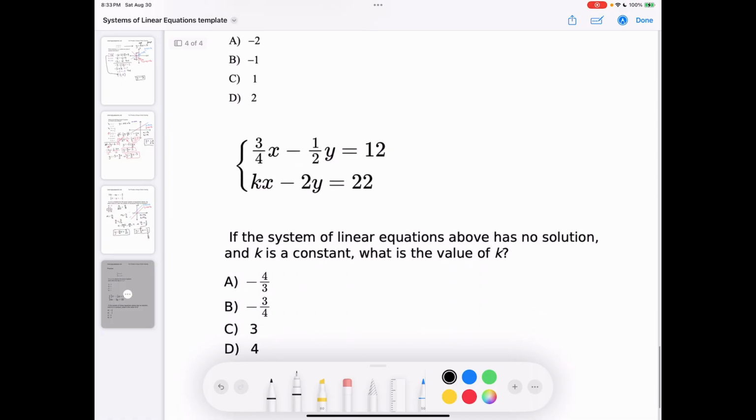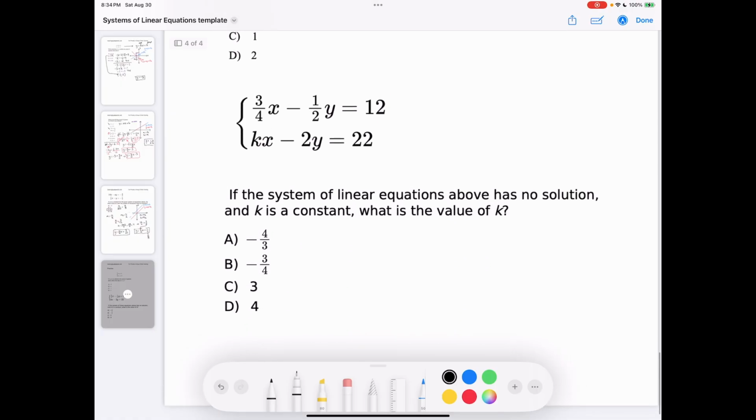I know you won't. Okay, and then the second one, I just have a system of linear equations with no solution and another constant. Very similar to the one we just did. So you just have to find the value of k.